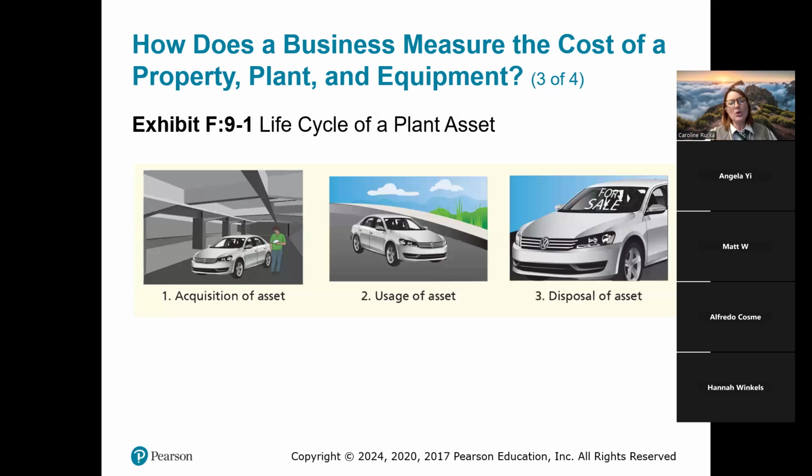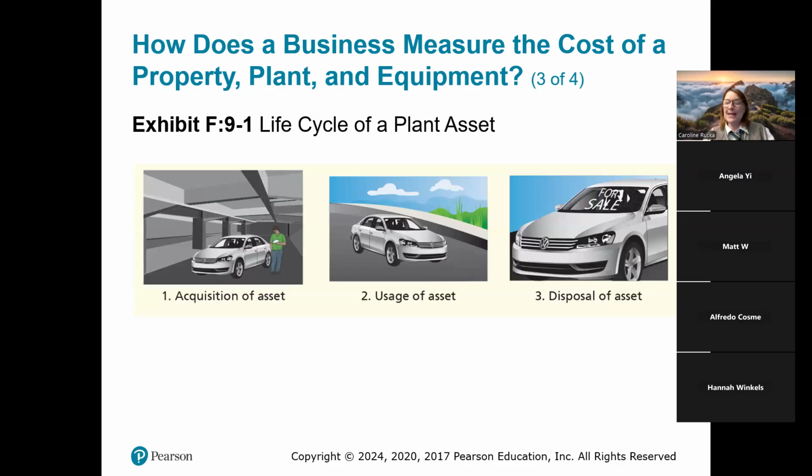So we have to know a few things before we can calculate depreciation. We have to know the life cycle of the particular asset. So we have to know the cost of the item. The first step is the acquisition, and there's a cost associated with that. And then there's that useful life that we talked about, so all of the years that we use that item. And then at the end, we dispose of that asset.